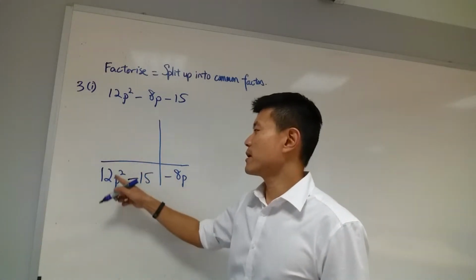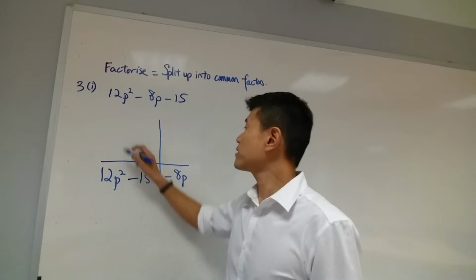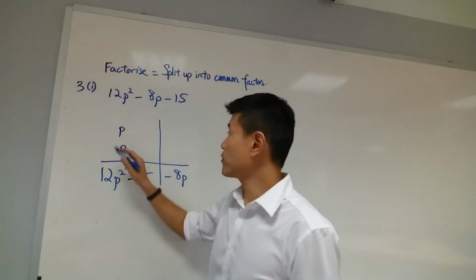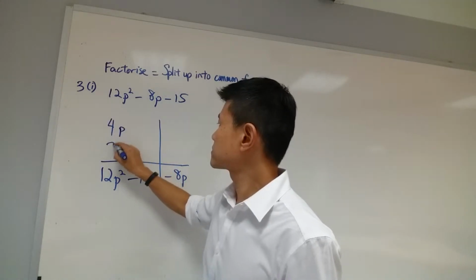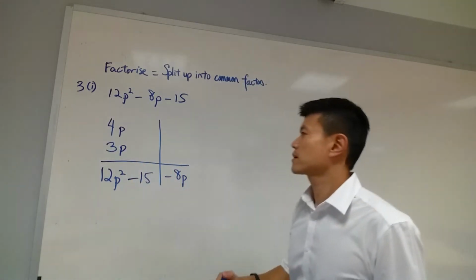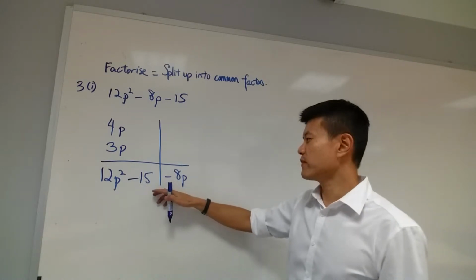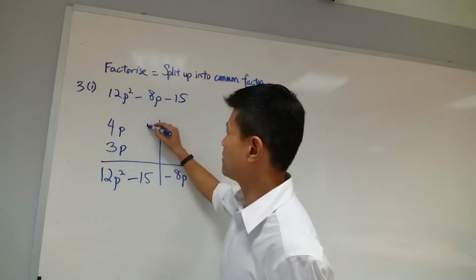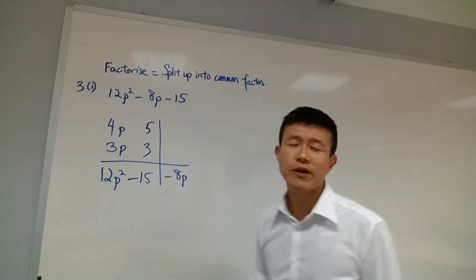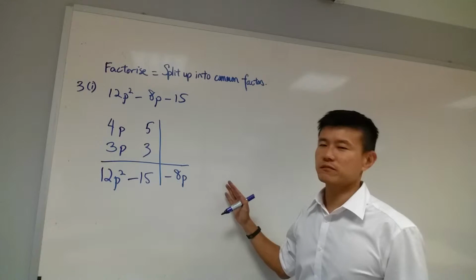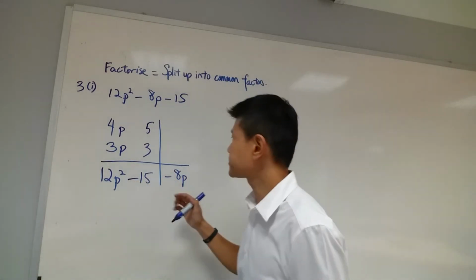What multiplied by what gives me 12p squared? Well, we know p and p. Let's assume it's 4 and 3. And we can also break up 15 into its component factors, say maybe 5 and 3. At this point, it's still very much guesswork. We don't know yet, but we can just make somewhat of an educated guess.